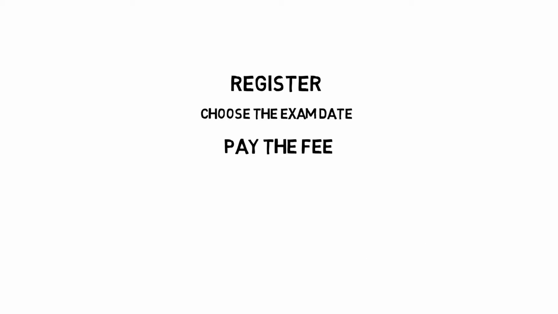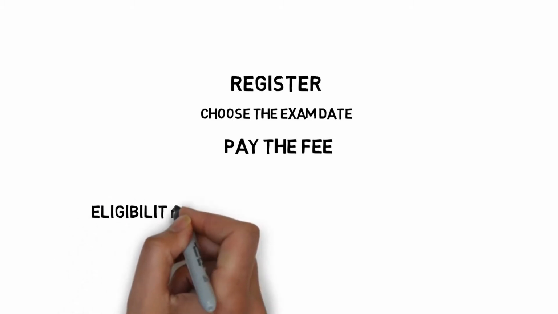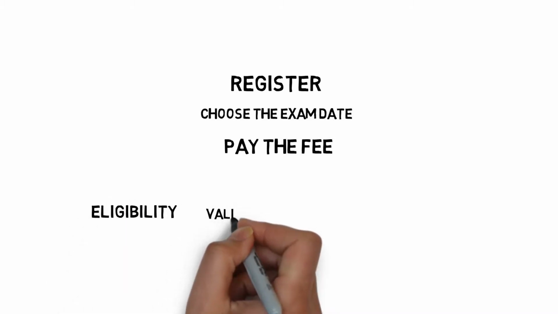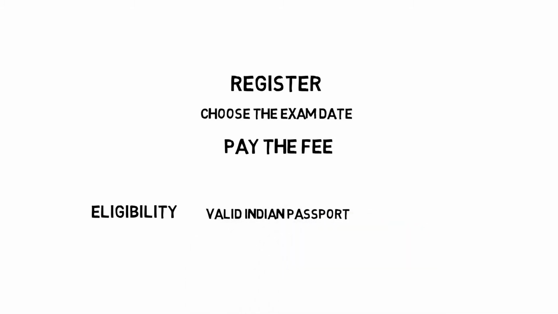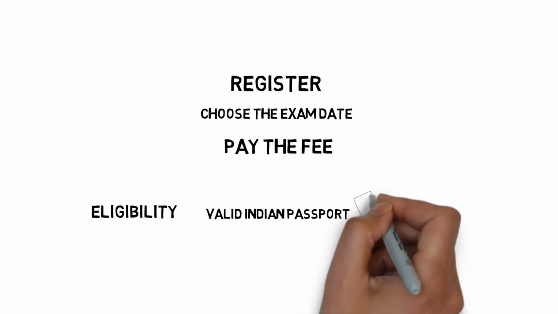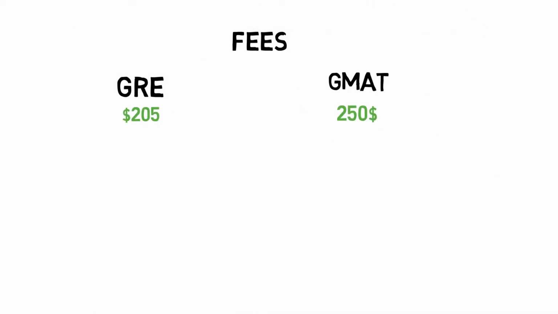Once you have decided which exam you are going to appear for, you need to register for it through the respective website. Choose the exam date and pay the fee. There is no eligibility requirement to appear in these exams other than the possession of a valid passport for identification purposes. Ideally, you should appear at least 1 year before the admission deadline so that your scores can be sent to your desired institutes. The fee for the GRE exam is $205, whereas appearing in GMAT will cost you $250.